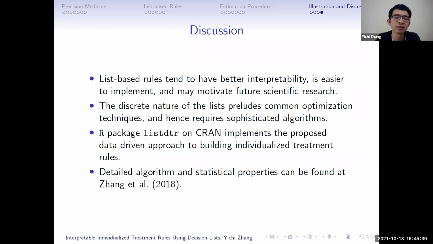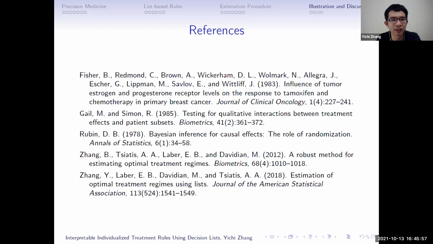It also has some cost in terms of statistical properties, so it may converge slower compared to a linear rule. We have this R package ListDTR available on CRAN, which implements the proposed approach. If you are interested, the details of the method can be found in this paper, Estimation of Optimal Treatment Regimes Using Lists. Thank you for listening, and I'm happy to take any questions you may have.